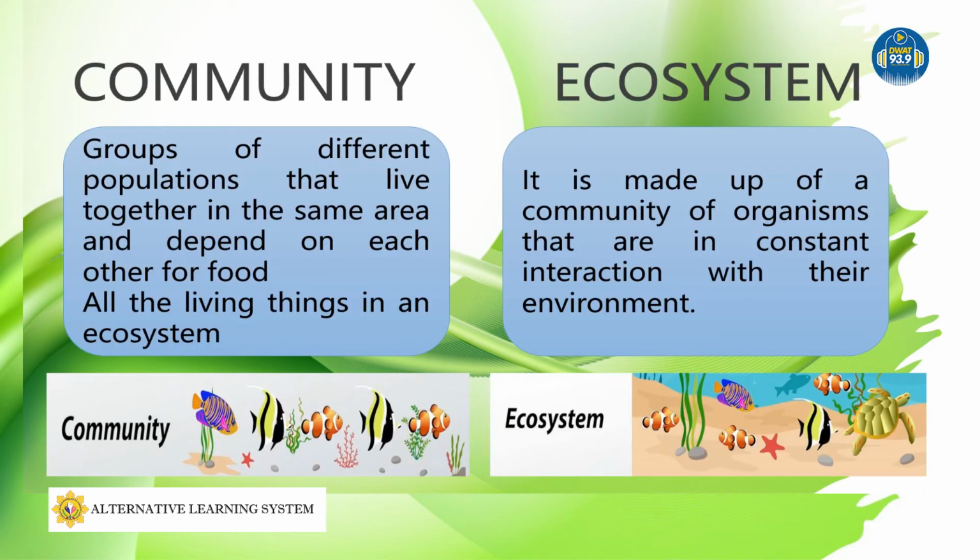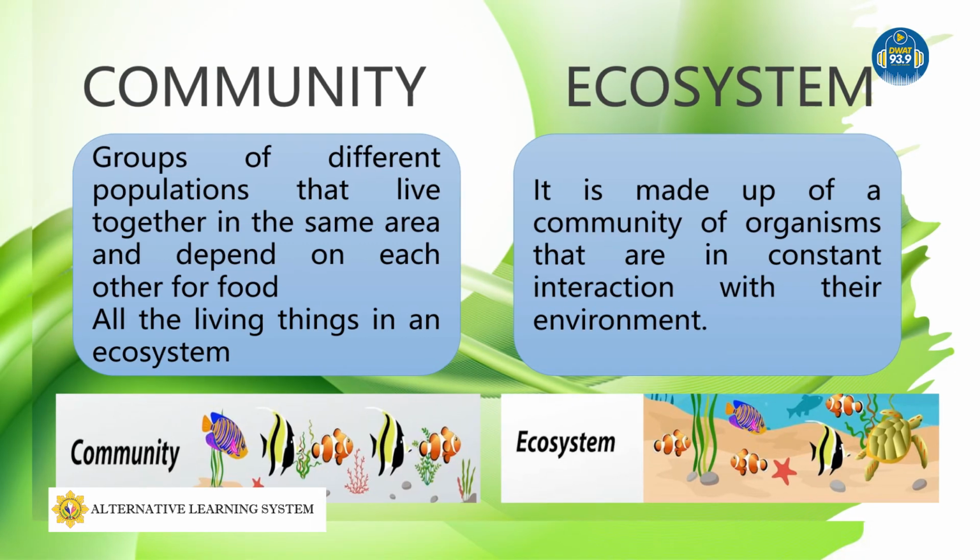Community. Community is a group of different populations that live together in the same area and depend on each other for food. All the living things in an ecosystem. Ecosystem. Ecosystem is made up of a community of organisms that are in constant interaction with their environment.